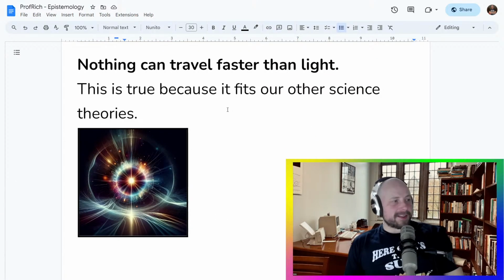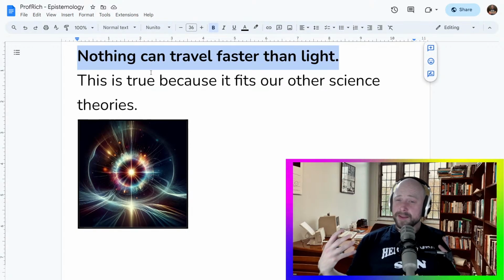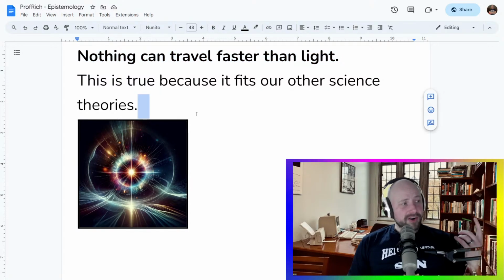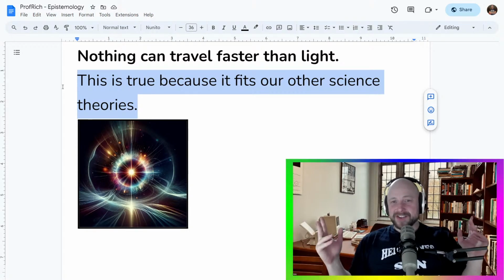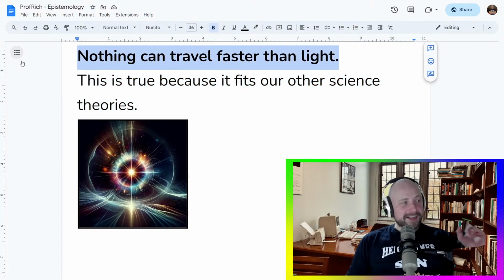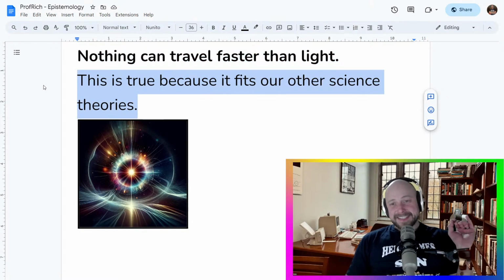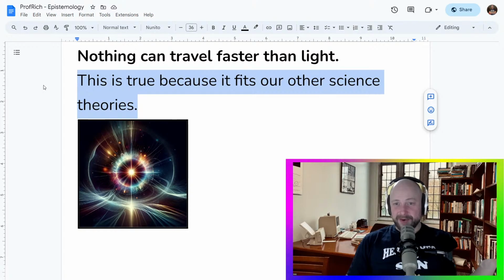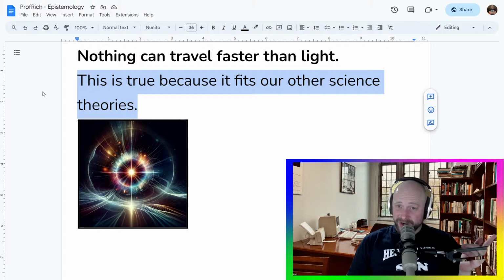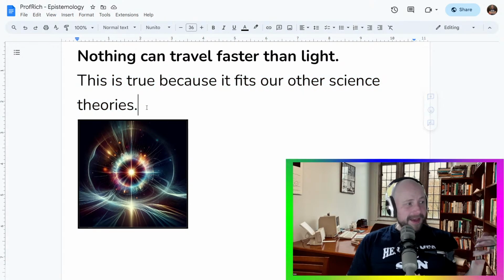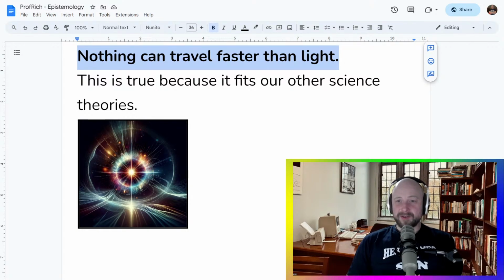An example here is something like, nothing can travel faster than light. How do we know that that's true? Well, it's true because it fits with all of our scientific theories. And actually, if there is something faster than light, then that means there's a problem with our scientific theories. Since we accept that our scientific theories are true, then we know that it is also true that nothing can travel faster than light.